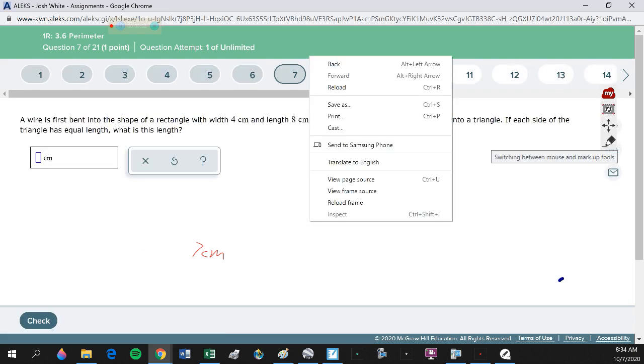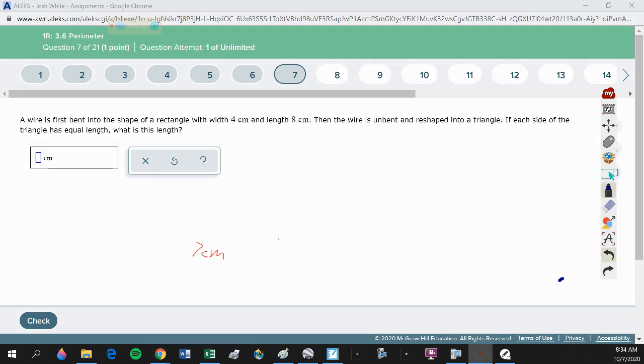All right, so this one we need to draw our own figure. So a wire is bent into the shape of a rectangle, and that rectangle has a width of 4 and a length of 8. And then the wire is bent and reshaped into a triangle. If each triangle has the same length, what is that length? Well, how long is the wire?